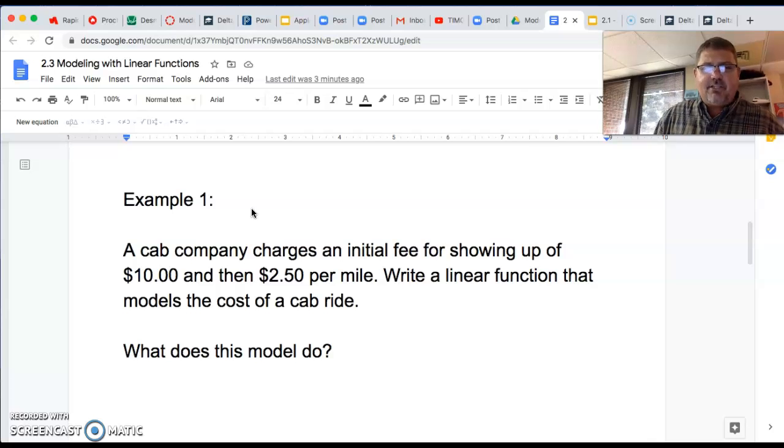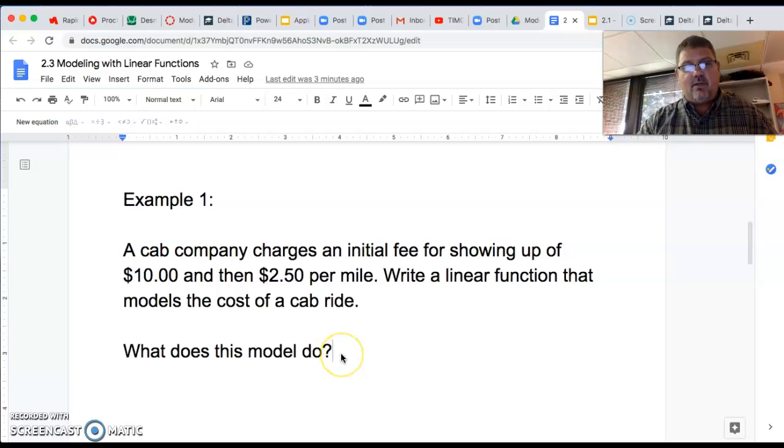All right, a cab company charges an initial fee for showing up of $10. That means the cab's coming to pick me up from my hotel room or something like that. Well, they tell me there's a $10 fee to show up. Whether you take a ride or not, you owe us $10 when we get there, okay? And then it's $2.50 per mile. And it says, write a linear function that models the cost of the cab ride. Okay, what will this model do when I get it made?